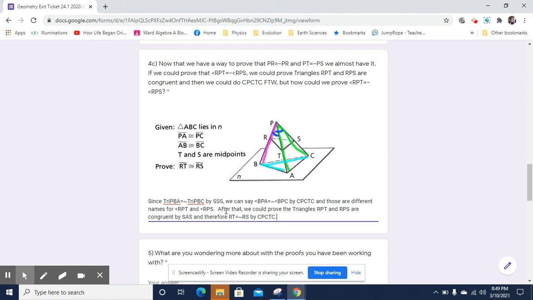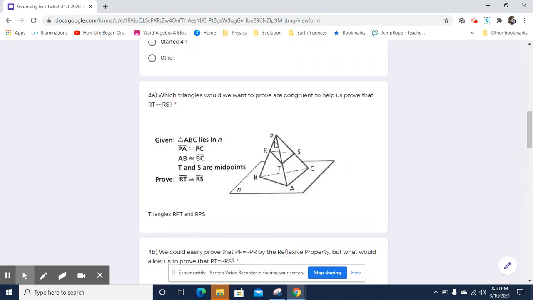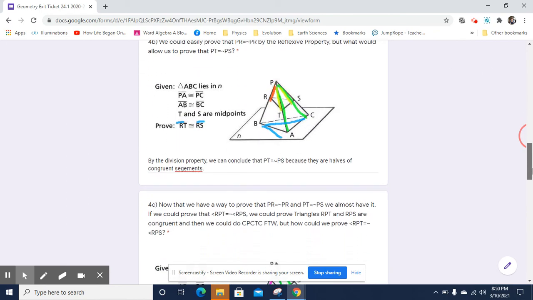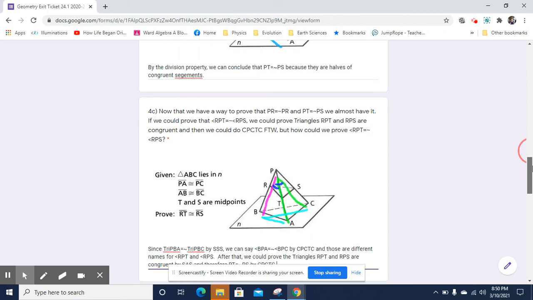And so that would be everything you needed. You just had to organize it in a logical flow, but these givens lead to all that stuff. Just to recap, it would be useful to prove that RPT and RPS are congruent in order to prove that RT and RS are congruent. And then in order to prove PT and PS are congruent, it helps to remind ourselves that PA and PC are congruent and that T and S are midpoints. So we're just dividing congruent things in half, getting congruent halves.